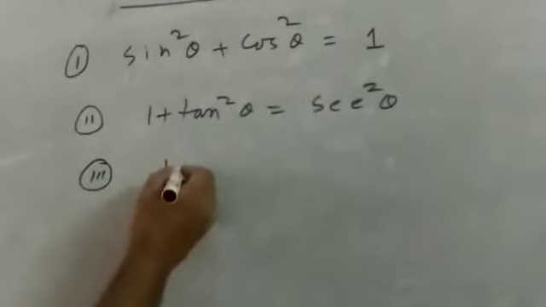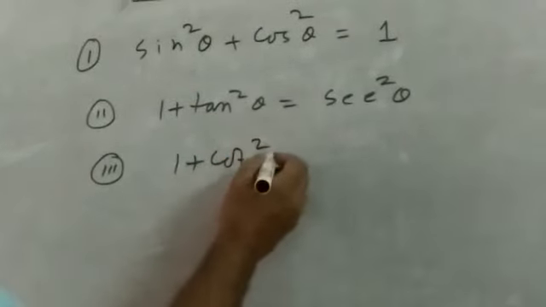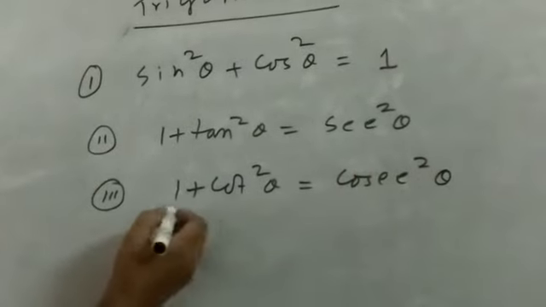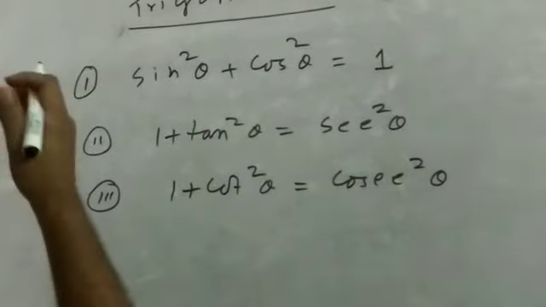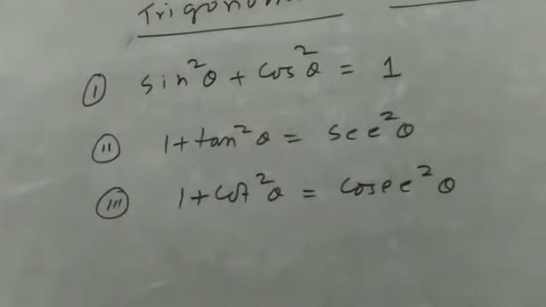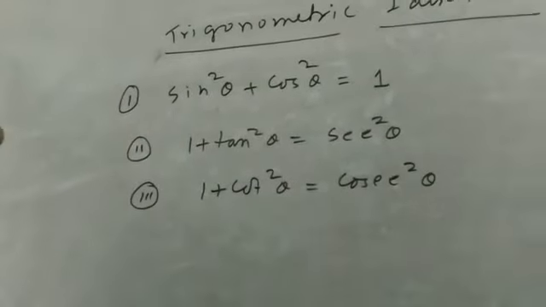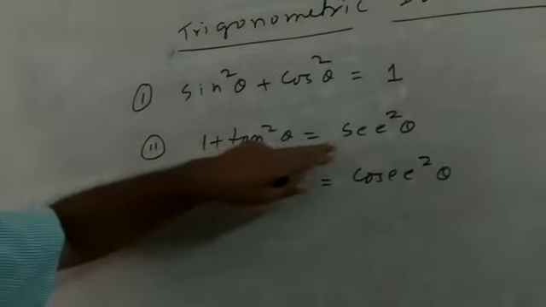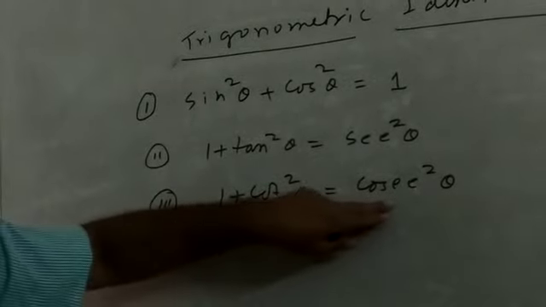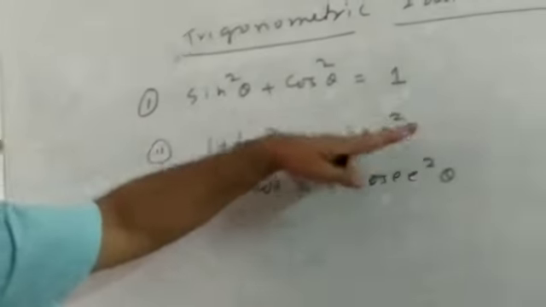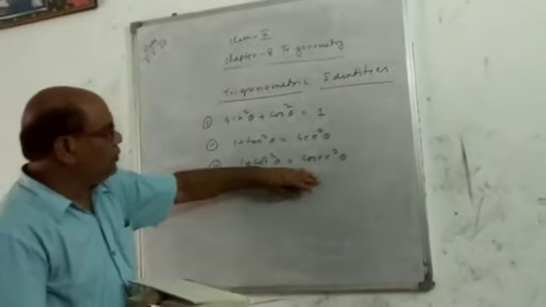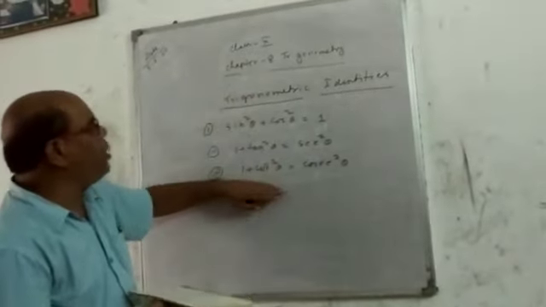And number 3: 1 plus cot square theta is equal to cosec square theta. This is identity number 3. You know, there are 6 ratios in trigonometry: sine, cos, tan, sec, cot, cosec. In the first identity sine and cos are related. In the second, tan and sec, and in the third, cot and cosec. So all 6 trigonometric ratios are present. Is that clear? So first you learn these 3 identities.